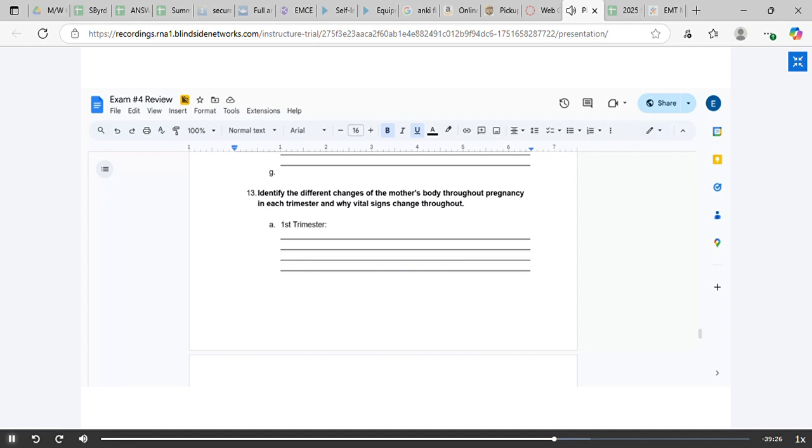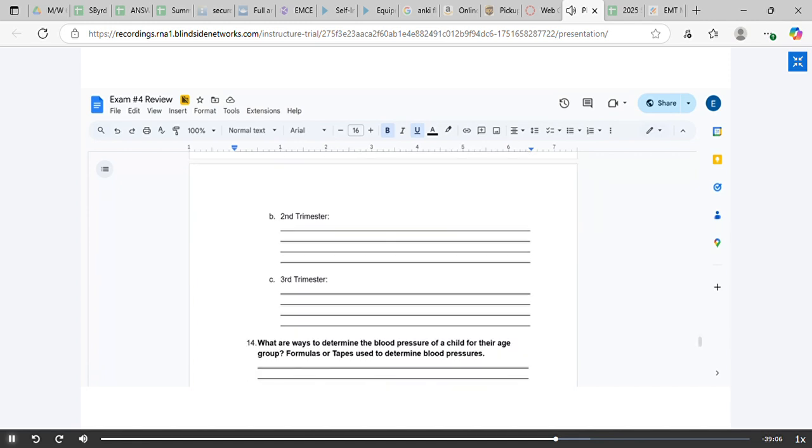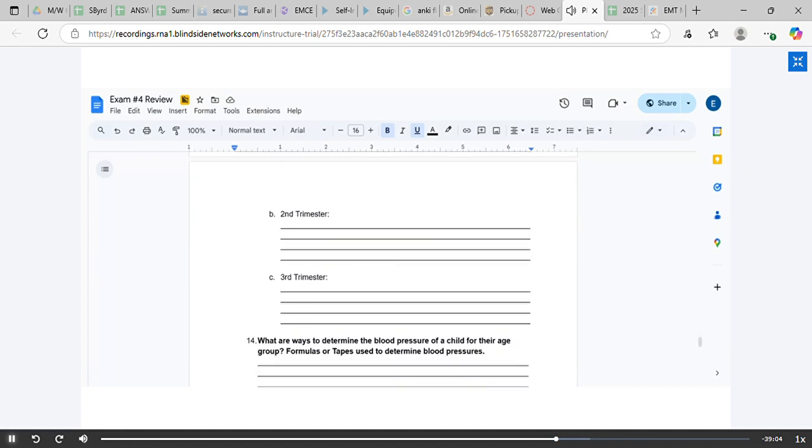Her oxygen consumption will increase by about 20%, but her respiratory reserves are going to decrease. And so she's not going to be able to compensate as well when she's in times of respiratory distress. Okay. So as you're getting into the second and third trimester, you're really going to start to see that tidal volume diminish and that respiratory rate increase, because as that uterus grows and grows and grows, it's going to displace that diaphragm. Okay. And she's not going to be able to compensate as well if she's in respiratory distress.